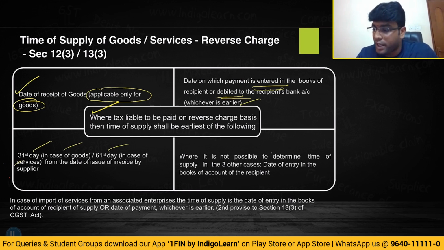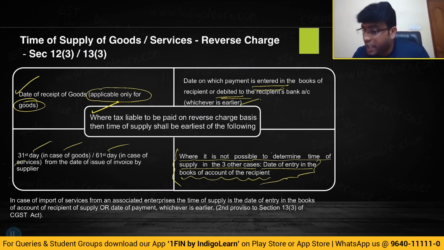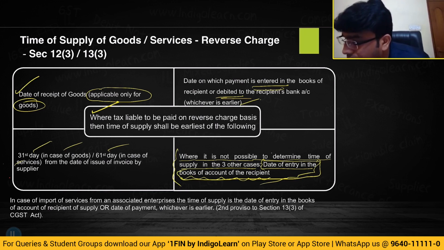And one point they told is, where it is not possible to determine time of supply, then the date of entry in the books of account of recipient. That means when the recipient entered it in his books of account, that becomes time of supply. That is actually like a residual point they kept. If the three are not possible, then time of supply will be what, sir? Date of entry in the books of accounts of recipient. That becomes time of supply.